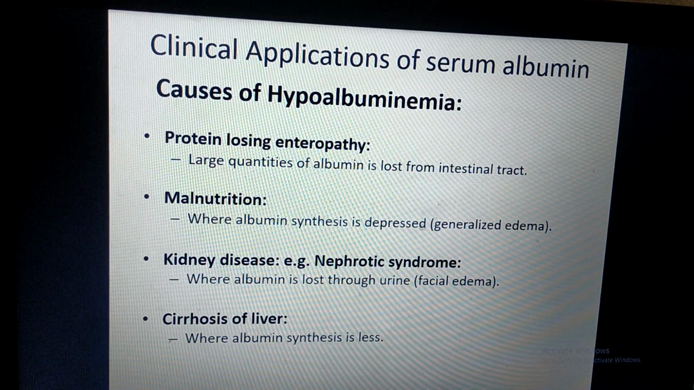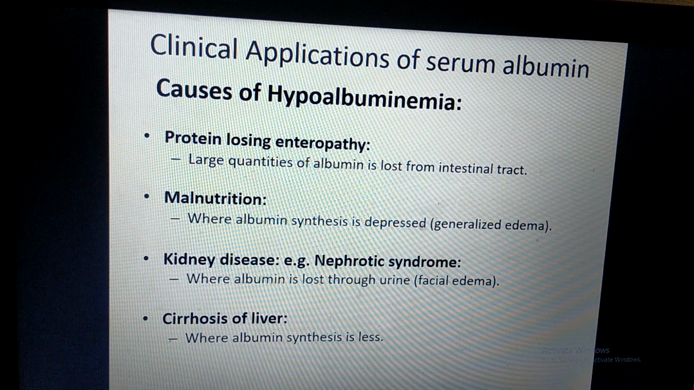Now we will see causes of hypoalbuminemia. The first and most important cause is protein losing enteropathy, which means we take a large amount of protein in the diet, but that albumin present in the diet is not digested and absorbed from our alimentary canal, and it is lost into the stool, which is called protein losing enteropathy. Malnutrition is the most common cause of hypoalbuminemia, especially in children of poor families where the protein intake is less, so albumin synthesis is decreased in this patient, leading to hypoalbuminemia.